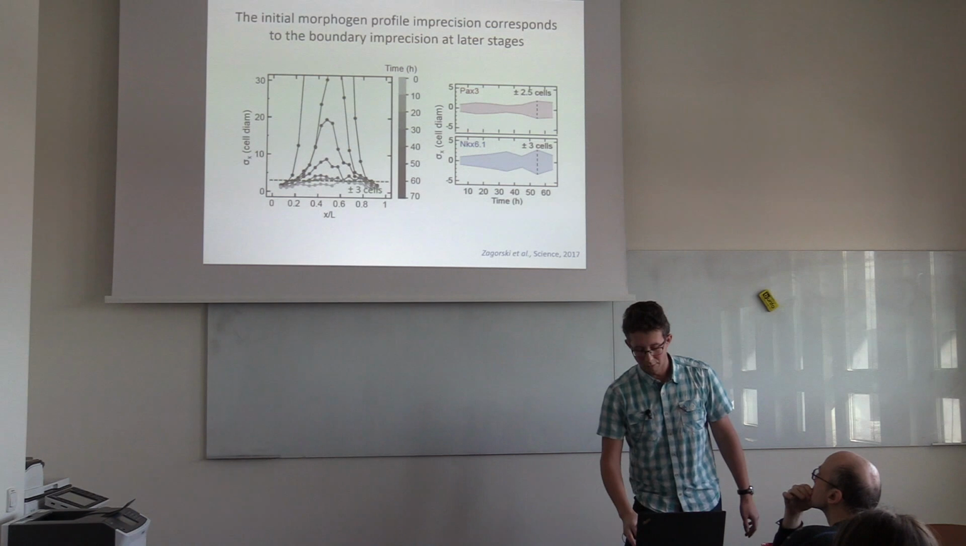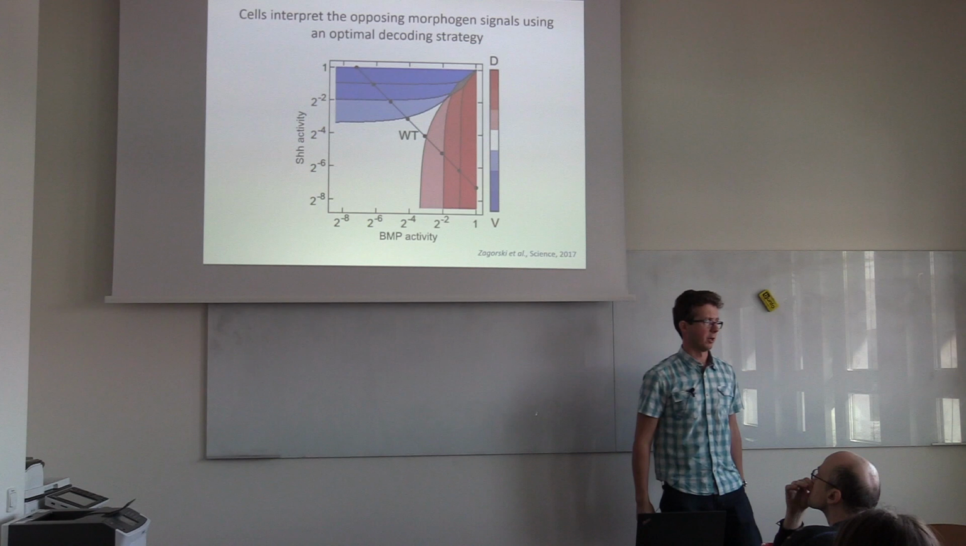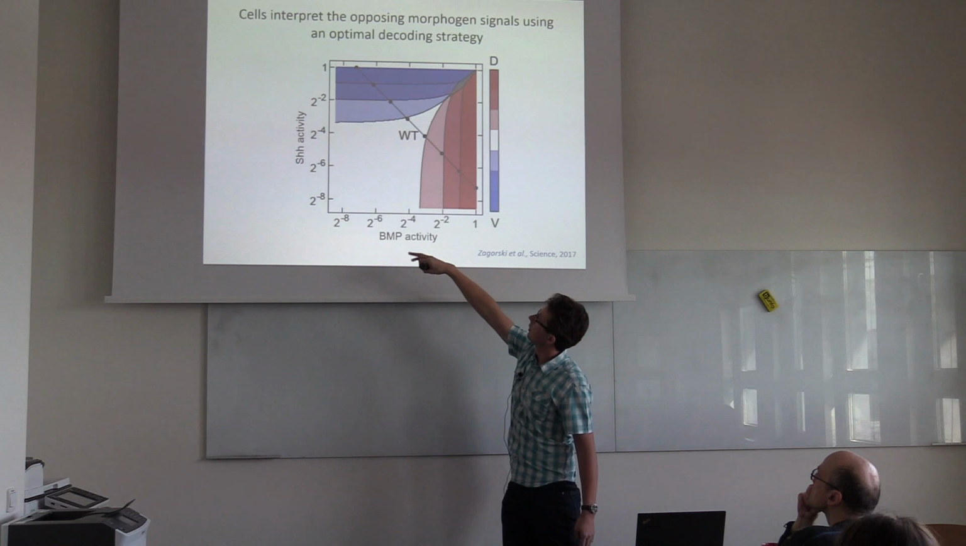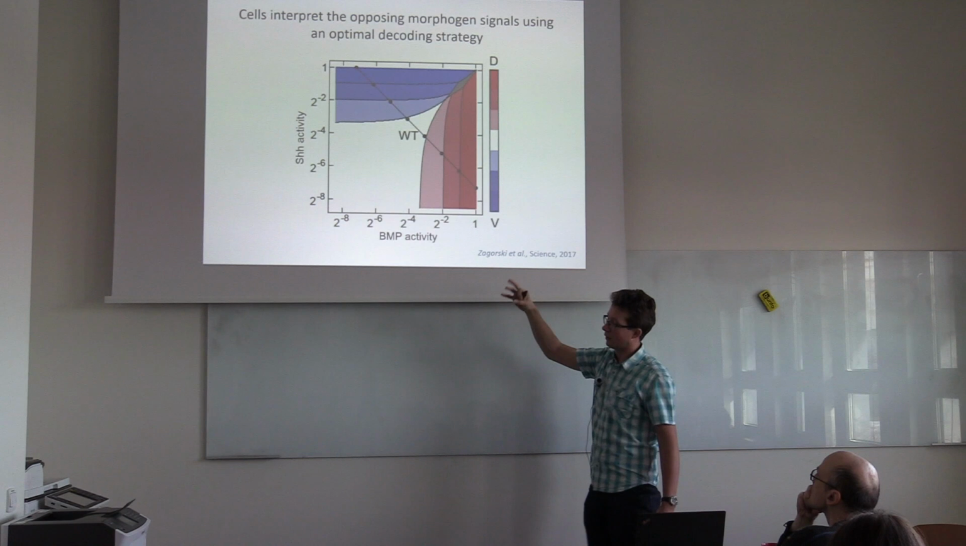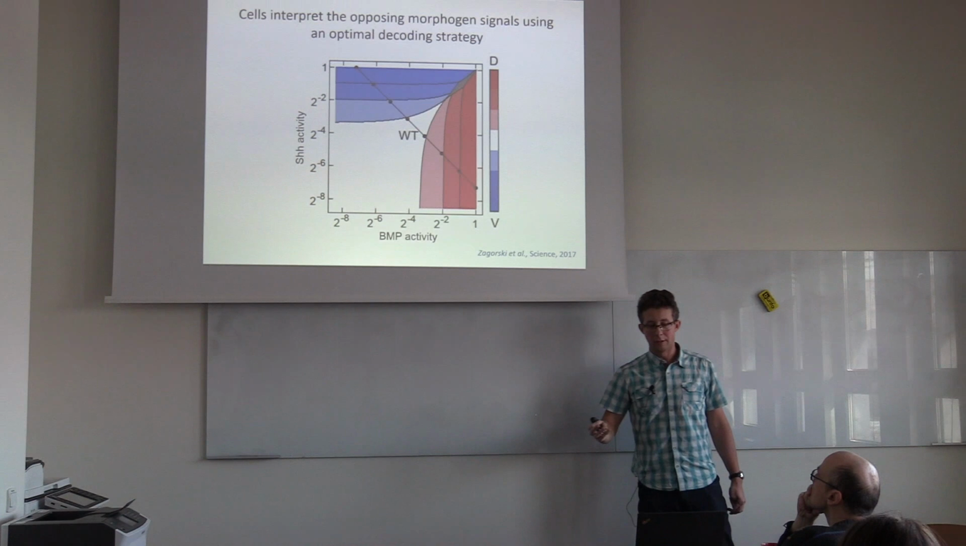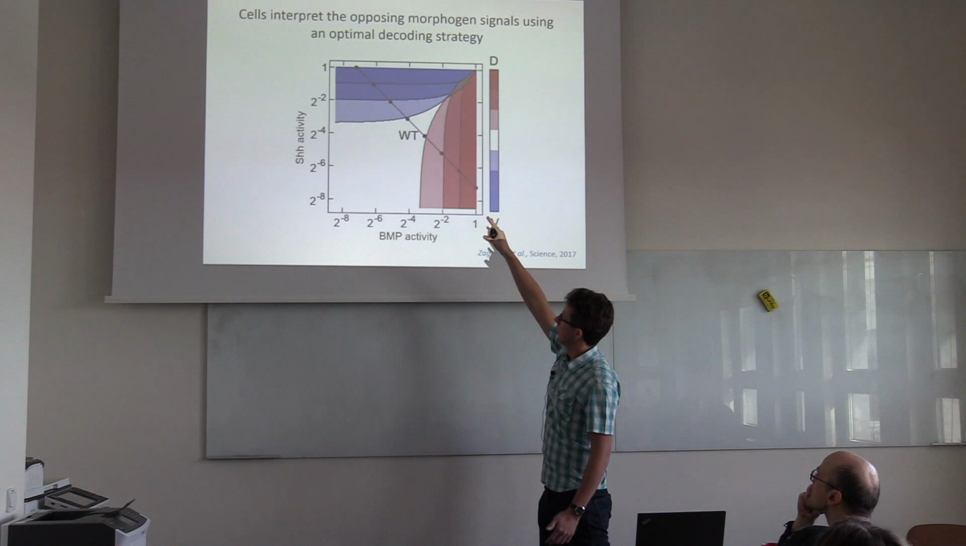So what I thought might be interesting is, what happens if we now just assume that the cells are following the optimal decoding strategy of the signal. And with that, one can create a kind of decoding map, where what you see here is the concentration space with one morphogen on one axis, the other on the other axis. It's log-log. So if we now have the concentrations that are observed in the wild-type embryo, they were the exponentially decaying profiles from the opposite sides, and then this makes a straight line here.